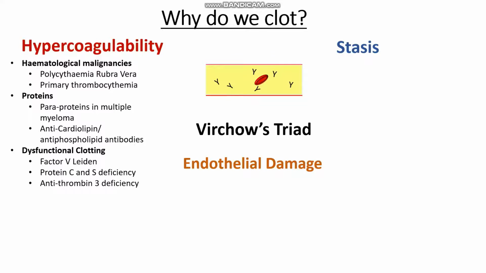Lastly, we could have normal levels of all of these. However, we could have reduced plasma. If we have reduced plasma, our blood becomes thicker, such as in the case of severe dehydration, and therefore we're more likely to clot. Okay, what about stasis?